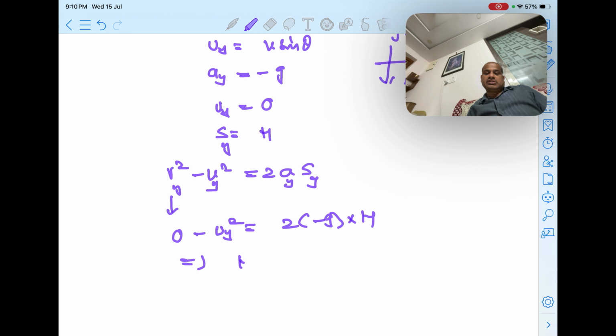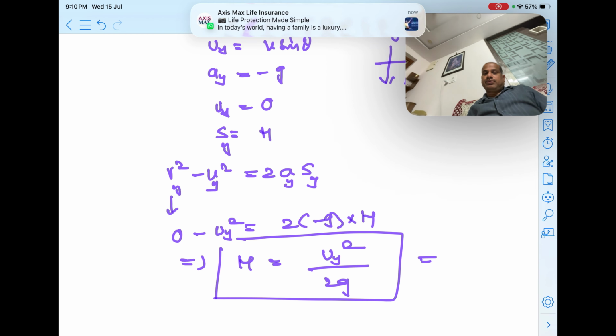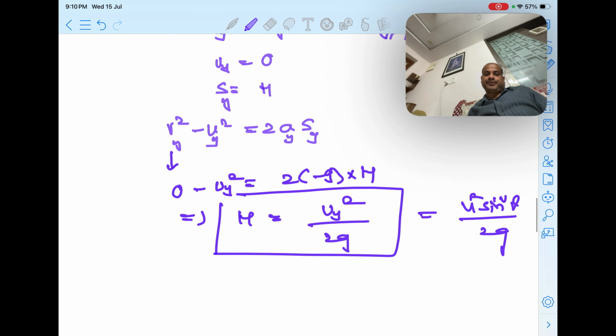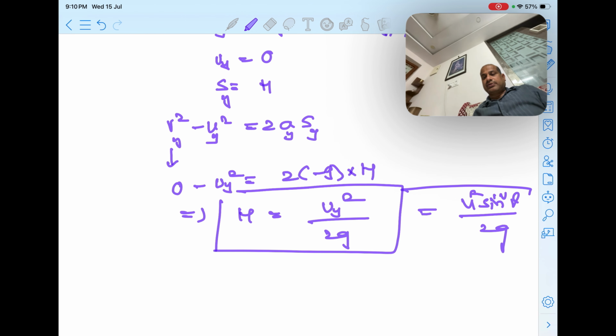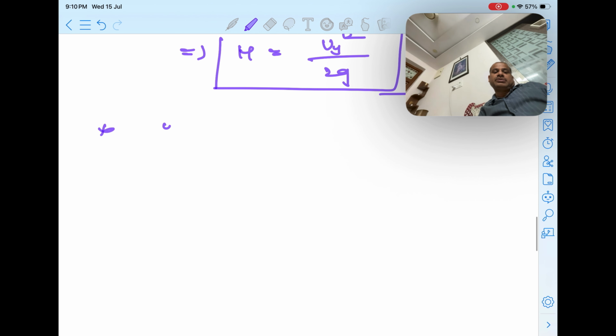And this is uy square, 2 into ay is minus g, sy is the vertical height h. This minus on either side you can cancel. So h becomes how much now? Uy component whole square by 2g. Y component how much have we seen? U sin theta. So you can also write u square sin square theta by 2g. Okay, so now this is what? Maximum height.